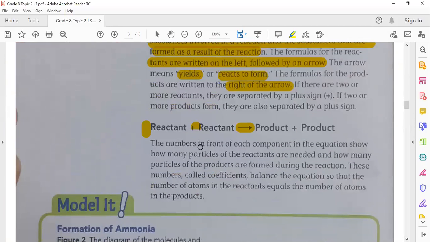The numbers in front of each component in the equation show how many particles of the reactants are needed and how many particles of products are formed during the reaction. These numbers are called coefficients. And they are important because, inshallah, you will learn later how to balance the equation. The equation must be balanced.